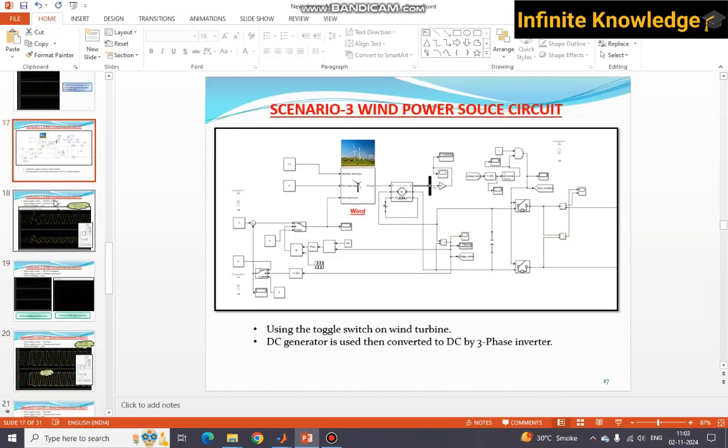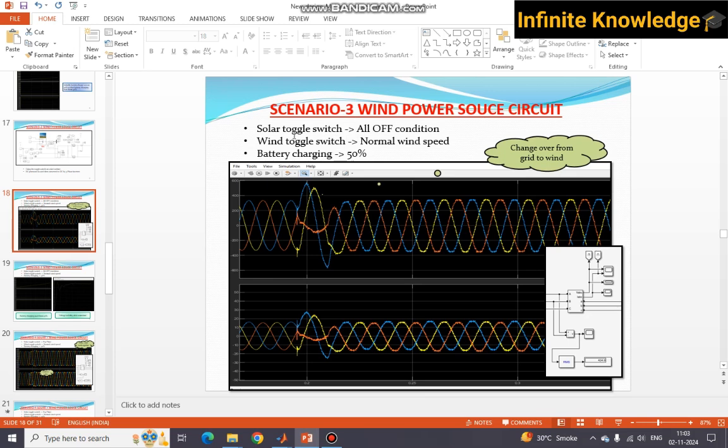So we are just waiting here, and yes, you can see here, the solar breaker switch is in the off condition, wind is at normal wind speed, and the battery is at 50% charge. So once the wind has satisfactorily generated the voltage, you can see it transfers, a changeover from the grid to wind. Initially the power is fed by the grid, and then at a particular moment the grid breaker is isolated and the wind breaker comes into the picture, and the power is fed by the wind only.